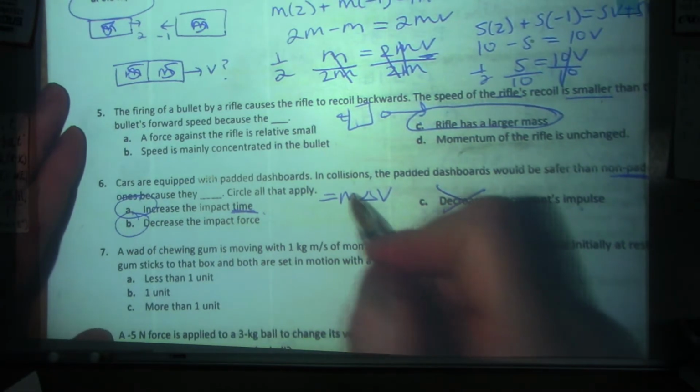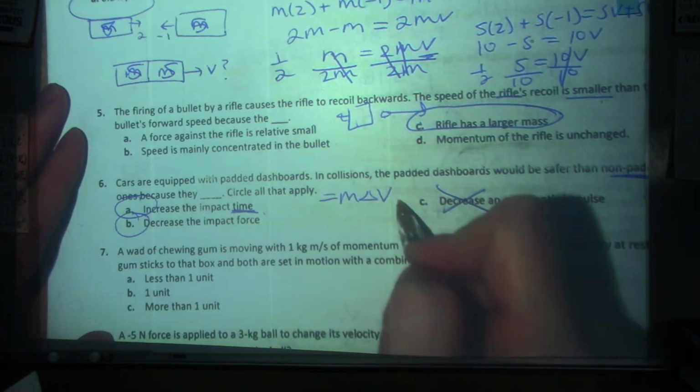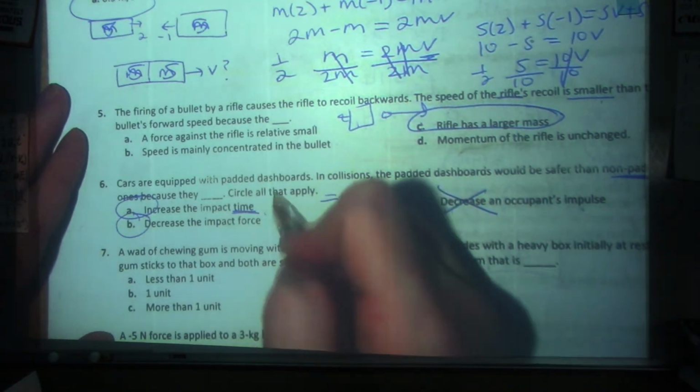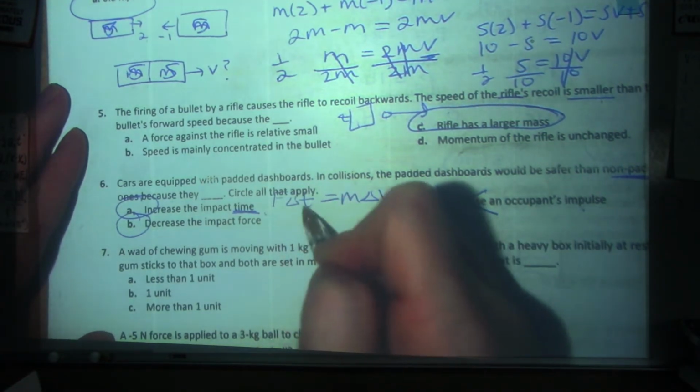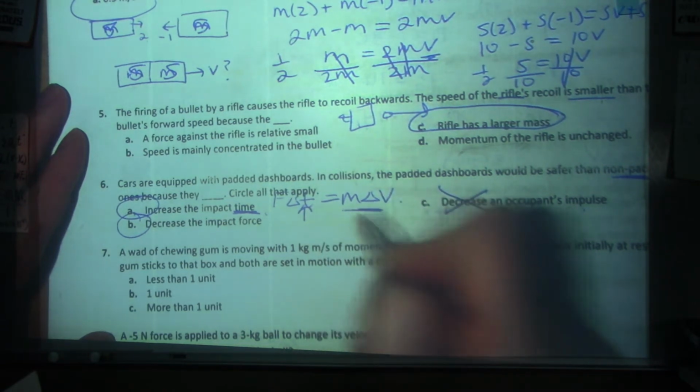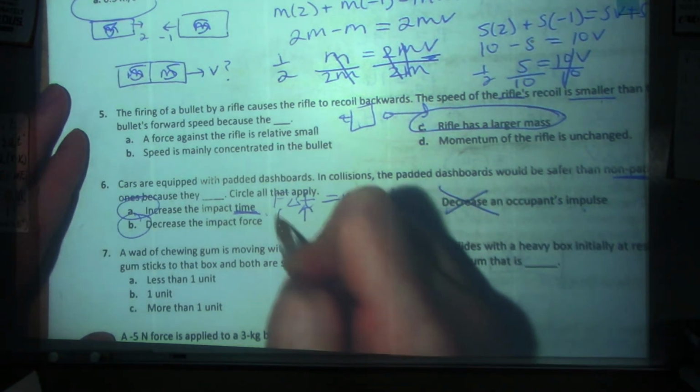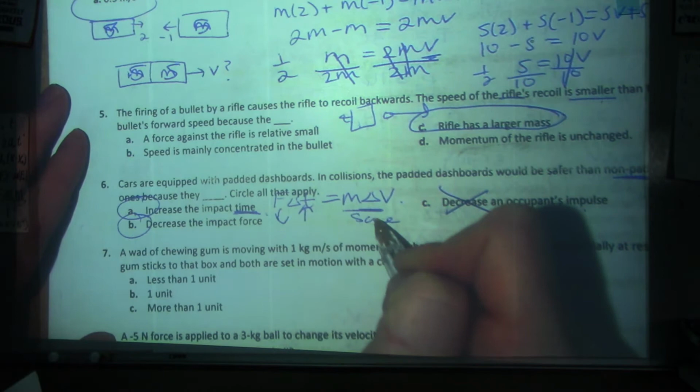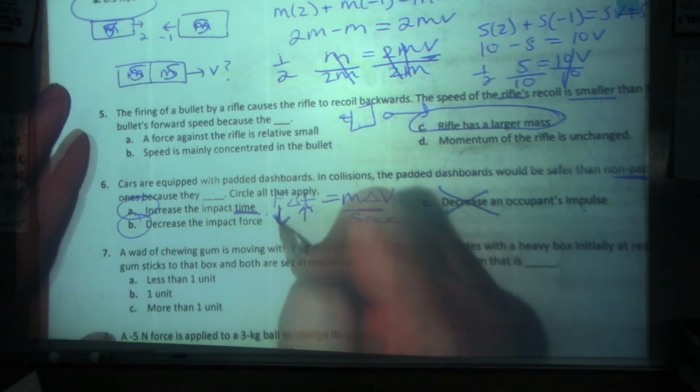Because you're coming in at some velocity and stopping. And then the F delta T part, well, if I increase this and this stays the same, then this must decrease to balance out to keep the same change in momentum. That's an arrow down, by the way.